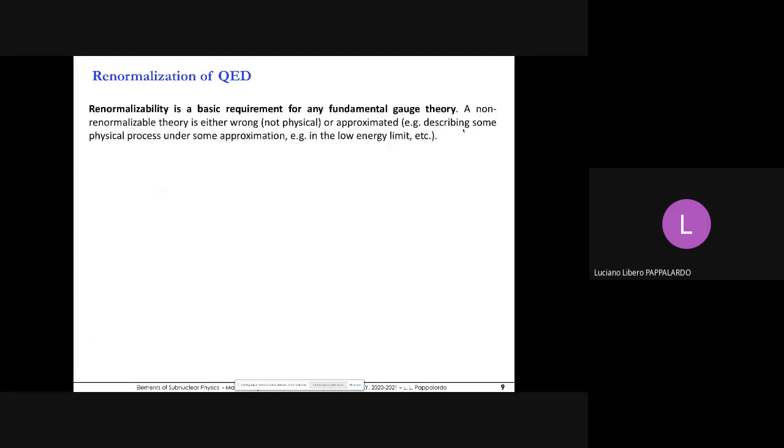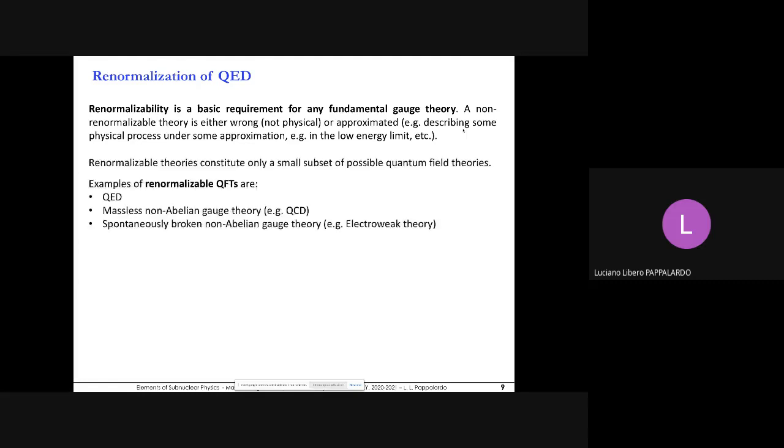Renormalizability is a basic requirement of any fundamental gauge theory. A non-renormalizable theory is either wrong, so not physical, or an approximate theory, in the sense that it describes some physical process under some approximation or in some energy limit or whatever. So it's not general. And renormalizable theories constitute only a small subset of possible quantum field theories. And here you see some relevant examples.